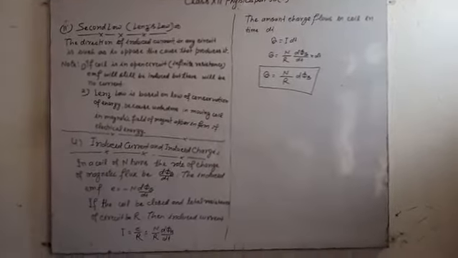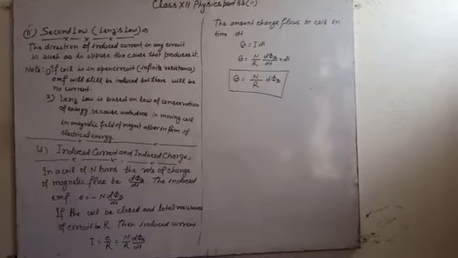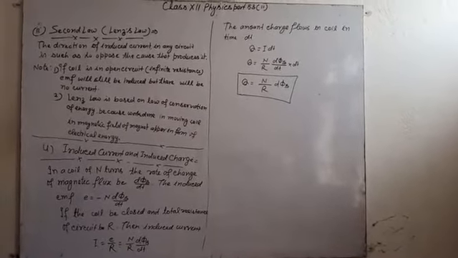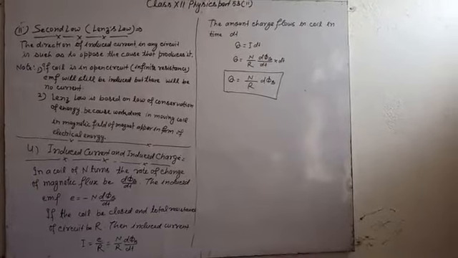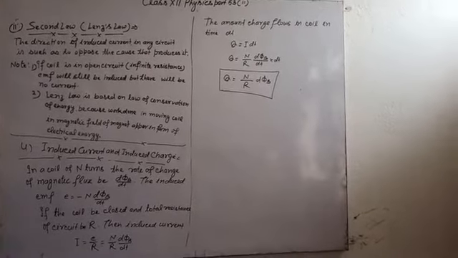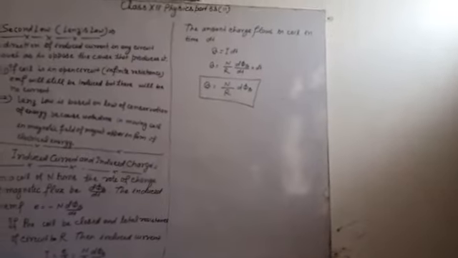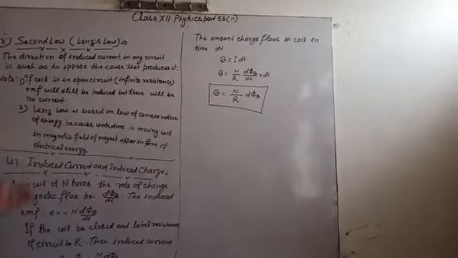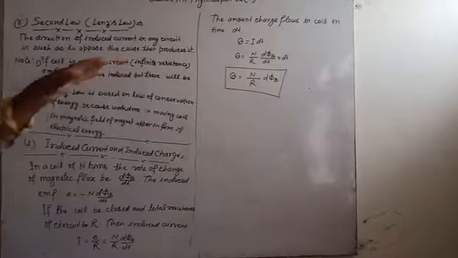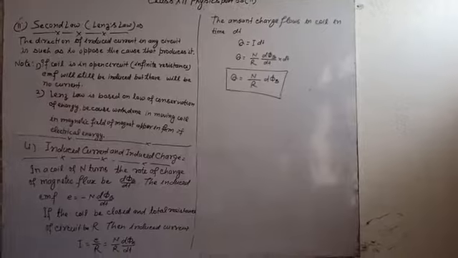If induced current flows due to the change in current in the same coil, then it opposes the change in main current. If the main current is increasing, it opposes the increase of the main current, and if the main current is decreasing, it opposes the decrease of the main current. Note, if the coil is in an open circuit, meaning infinite resistance, EMF will still be induced, but there will be no current.